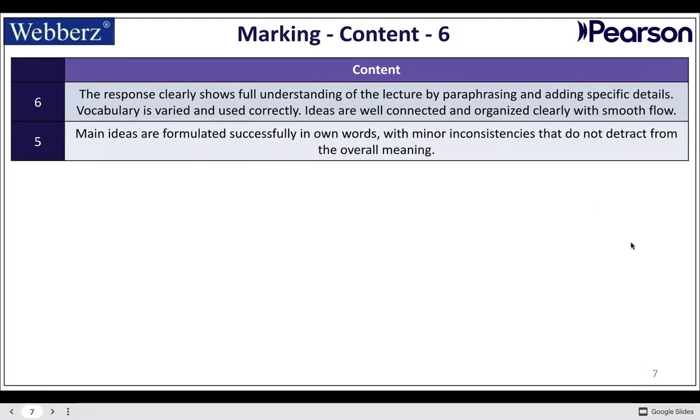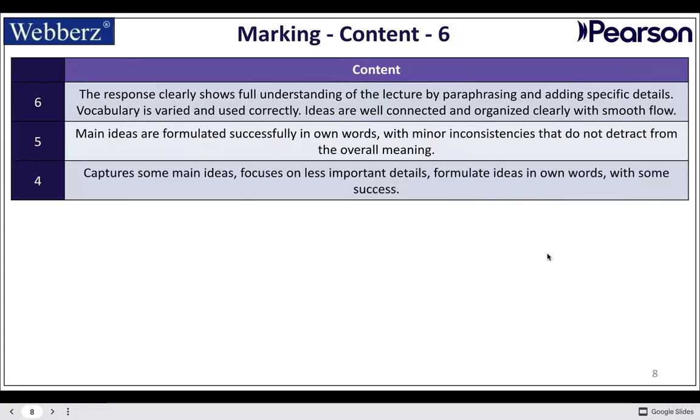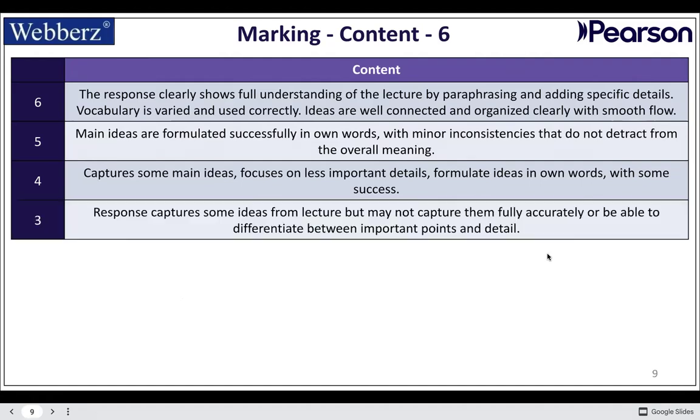What does 5 mean? Main ideas are formulated successfully in own words with minor inconsistencies that do not detract from the overall meaning. For a 4, it means it captures some main ideas, focuses on less important details, and formulates ideas in own words with some success.